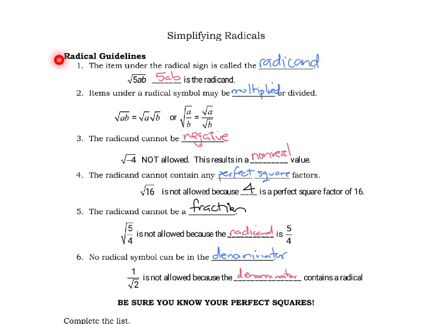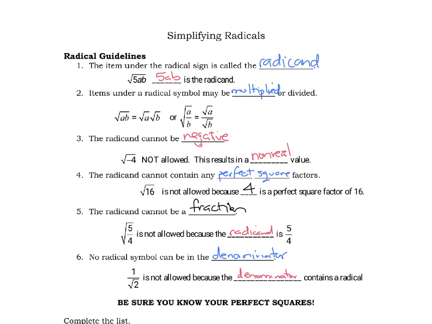So, some guidelines. Number 1. The item under the radical sign, remember the radical sign is the square root sign, is called the radicand. So if I have the square root of 5ab, then 5ab is the radicand.